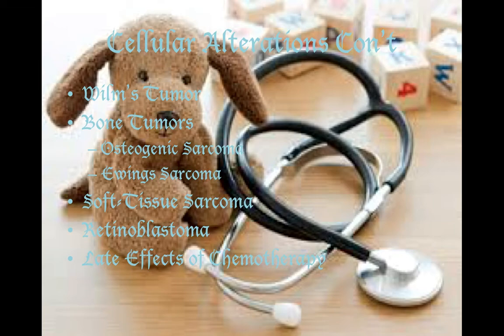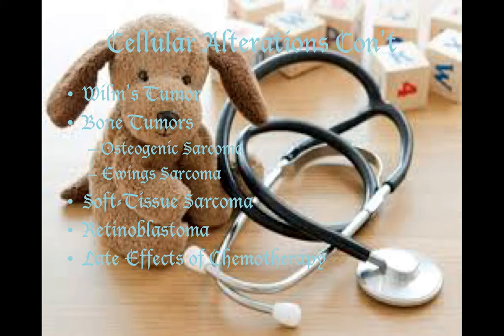Alright, we're going to finish up by looking at just a few more cellular alterations, one of those being Wilms tumor, which is also known as your nephroblastoma. This is the tumor that arises in the kidneys. When we look at clinical manifestations of this, an abdominal mass is the most common presentation of Wilms tumor.